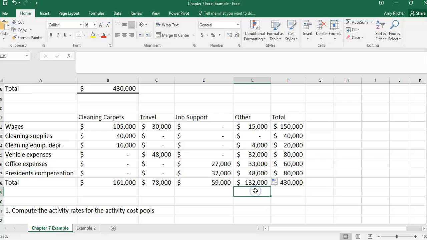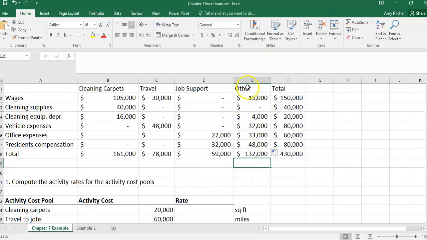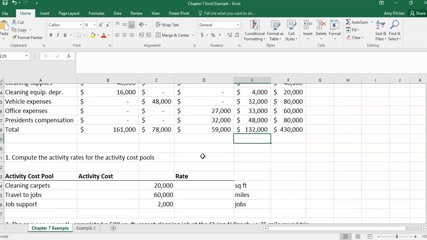So if you remember from the chapter reading and from the PowerPoint lecture, this other pool is considered common costs. And if we tie back to what we learned in chapter 6, we know that common costs don't get allocated. So we're not going to allocate this other column to any of our products or services because that is a common cost. But we are going to allocate the cleaning carpets, travel, and job support costs.